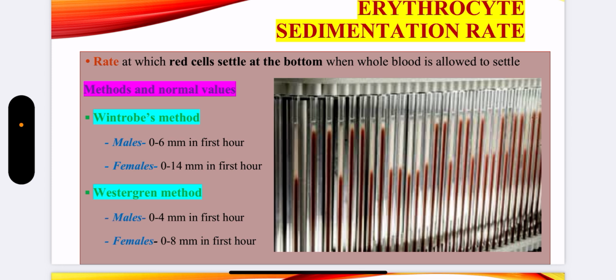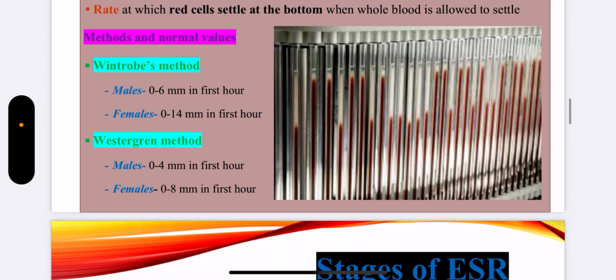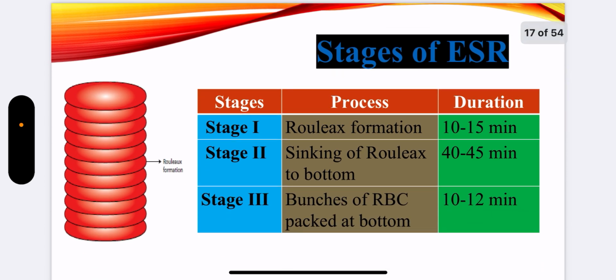So it is calculated by two methods. The first method is Wintrobe's method, in which the blood is allowed to settle down in Wintrobe's tube. In males, it is around 4 to 6 mm in the first hour. In females, it is around 0 to 14 mm in the first hour. Another method to estimate ESR is Westergren's method, in which the blood is allowed to settle in Westergren's pipette. In males, the value is around 0 to 4 mm in the first hour, and in females, 0 to 8 mm in the first hour.